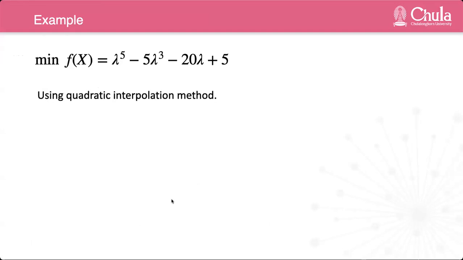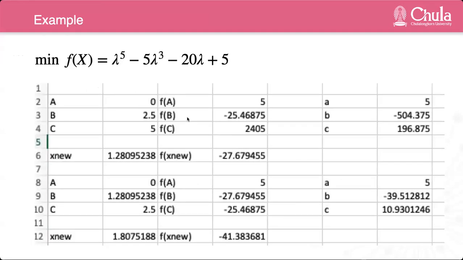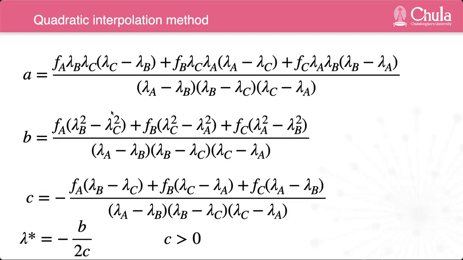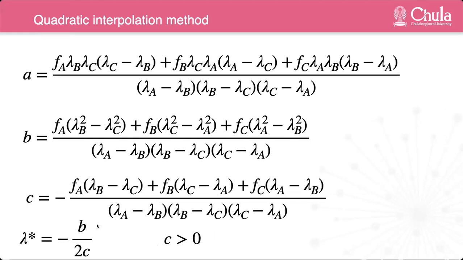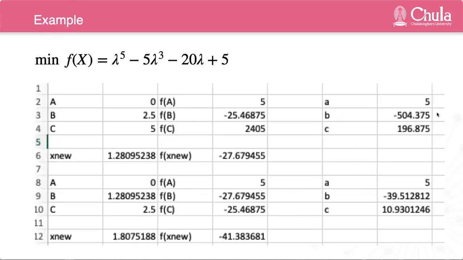This one. We use the quadratic interpolation method. We start from 3 points, A, B, C. Then we evaluate F(A), F(B), F(C), right? Because we need those in this formula. Then we obtain A, B, C, and from this we can find the approximated minimum point at each iteration. So we obtain this point.